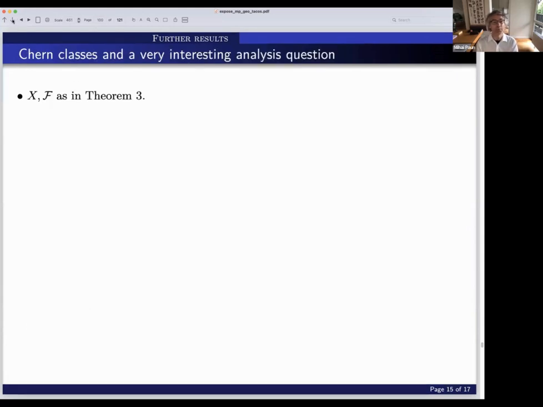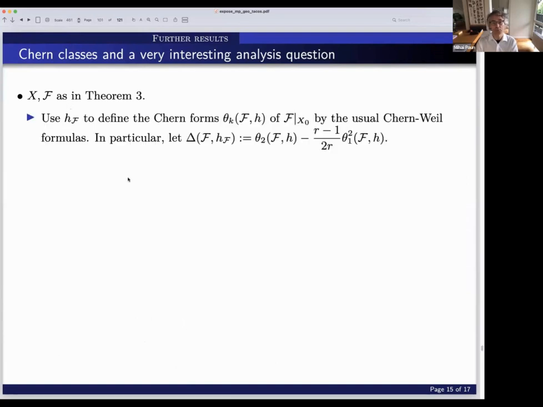Okay, so now let's look a little bit at the generalization of the Kobayashi-Lübke inequality. So we have X and F as in new theorem 3. And then what we can do is to use this metric H_F, the one having quotient singularities in the complement, in this X minus omega, to define the Chern forms theta_k of F and H, right? So by the usual Chern-Weil theorem. And in particular, we have the discriminant, which is a well-defined (2,2)-form, but again, it's only defined here on X_0.